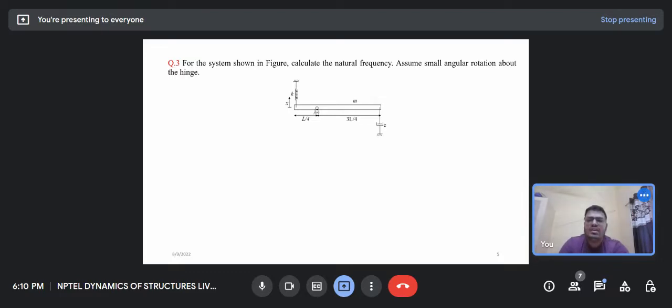If I apply a displacement x to this point, let us say point O, or assume a small rotation theta about the hinge in the upward direction. Whether you calculate the equation of motion in terms of theta or x, the natural frequency would not change, it will be the same. It is the ratio of the equivalent properties, k equivalent divided by m equivalent. So give a try and calculate the natural frequency of the system.